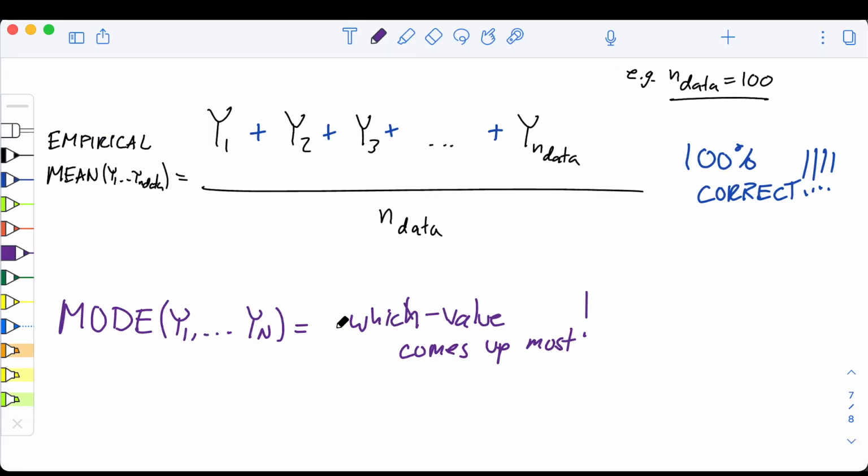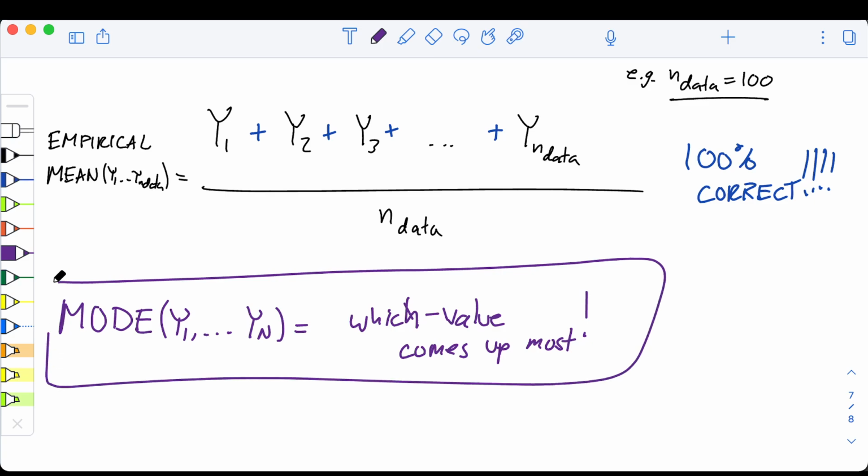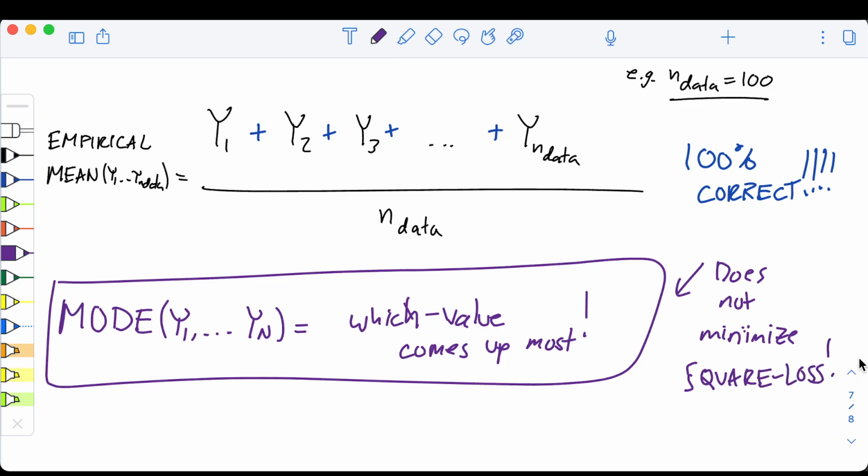Okay, so this does not minimize the square loss. It does minimize the accuracy loss. And in this problem, we're doing the square loss. So that's why the mode is not what we want. But great suggestion. I'm glad that's on the board.